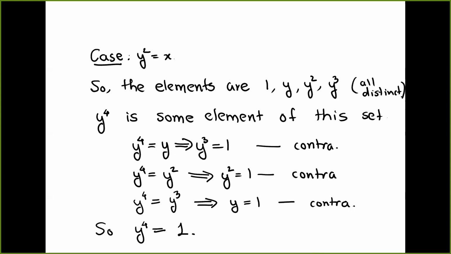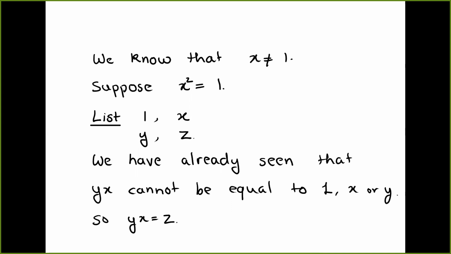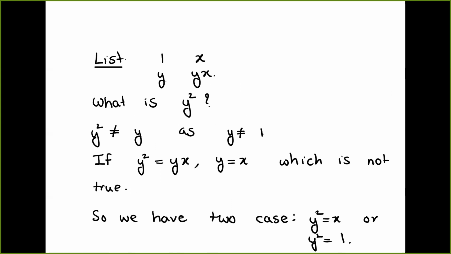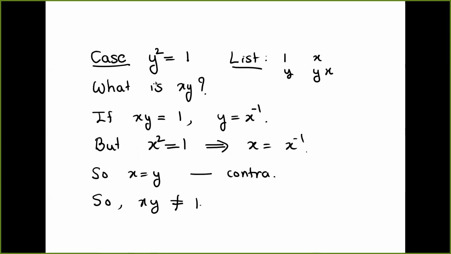So the other possibility is, we are actually going through different cases here. Right now we are assuming that x squared is equal to 1. In that, there is a sub case that either y squared equals x or y squared equals 1. So now we are looking at the situation where x squared is equal to 1 and y squared is equal to 1. So then my list looks like this: 1, x, y, and yx. What is xy? Well, xy has to be one of these 4 things.